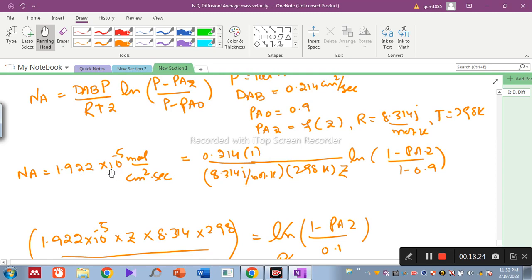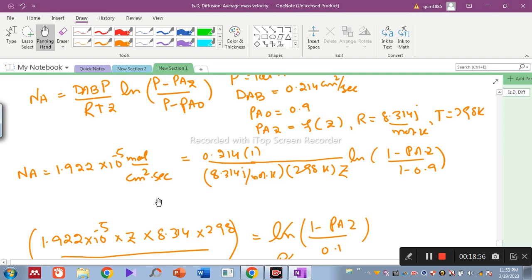This is the molar flux, and this is D_AB multiplied by total pressure divided by RTL, times ln of (P minus P_AZ) divided by (P minus P_A0). So when we change Z, for example, the total distance is 1 centimeter. When Z is equal to 0, the P_A will be equal to P_A0. When Z is equal to 0.1 centimeter, the P_A value will be equal to P_A at 0.1 position. It will change.